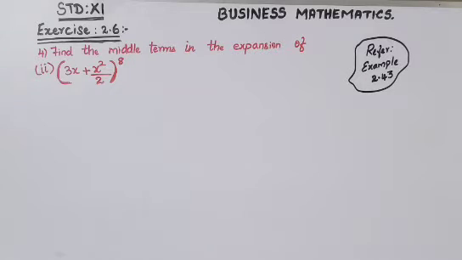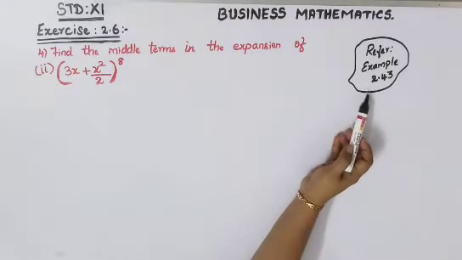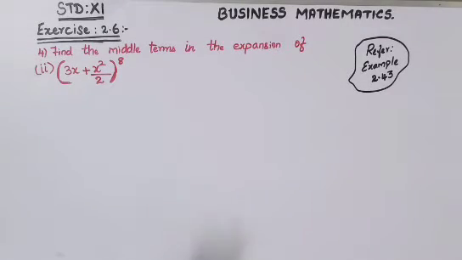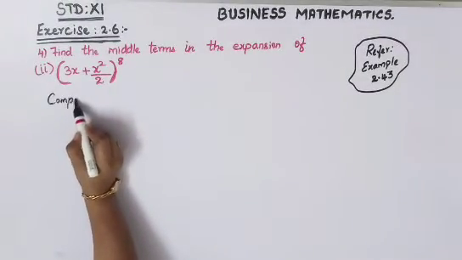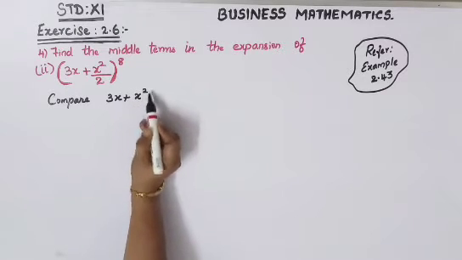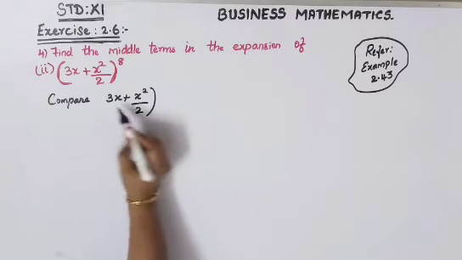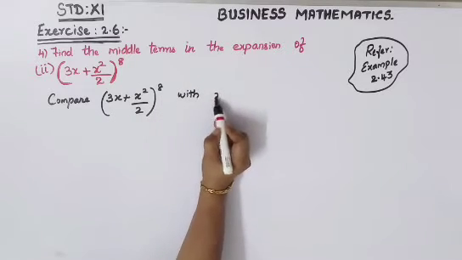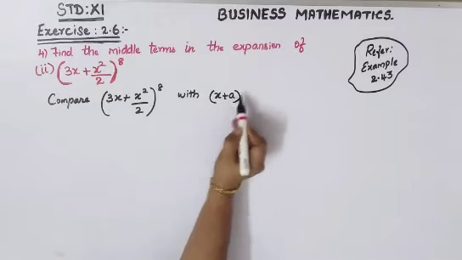Fourth question, second subdivision. (3x plus x square divided by 2) the whole power 8. Again you will have to find your middle term only. So you can refer to your example 2.43. The same model will be there. Compare (3x plus x square divided by 2) the whole power 8 with (x plus a) the whole power n.